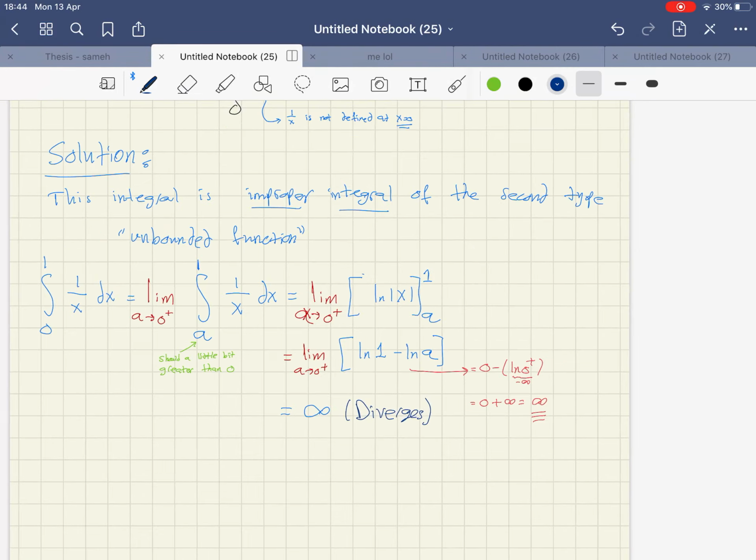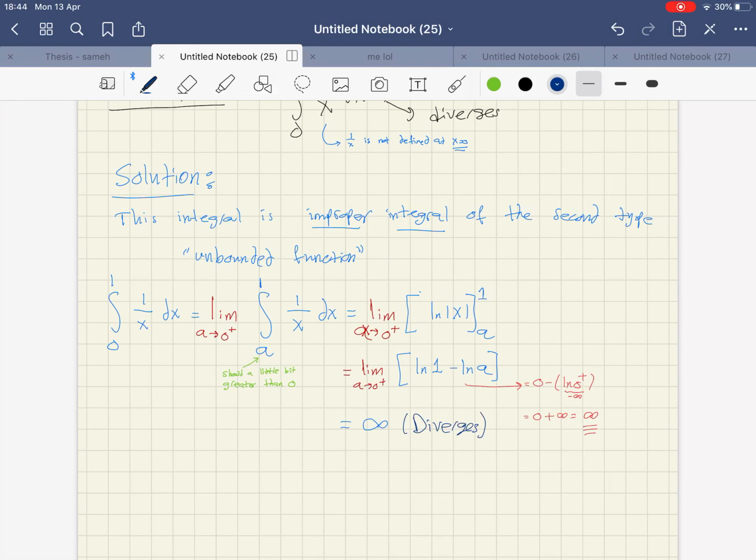And that's how we solve such an integral. Please, if you have any questions, let me know and I will be happy to answer them. This is type 2, where the function is unbounded.